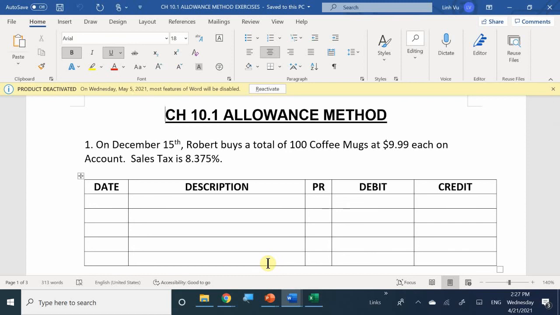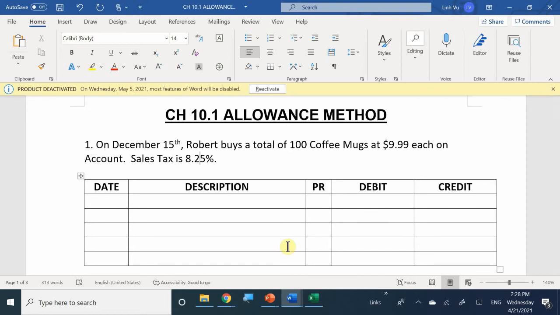So first example here is that on December 15, Robert buys a total of 100 coffee mugs at $9.99 each, and he places it on an account. Sales tax is 8.375%. I'm going to change this real quick, because we've been practicing only 8.25%. Okay, sorry about that. Okay, so let's see what we have to do here.